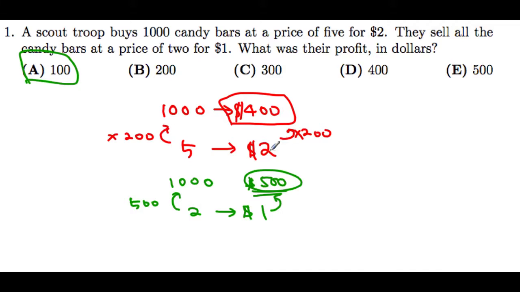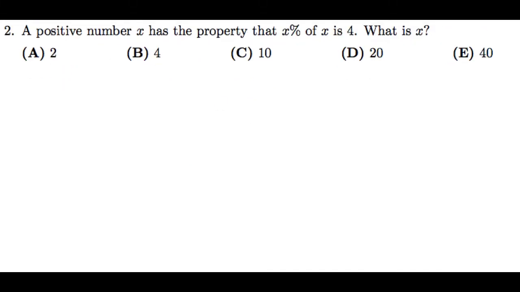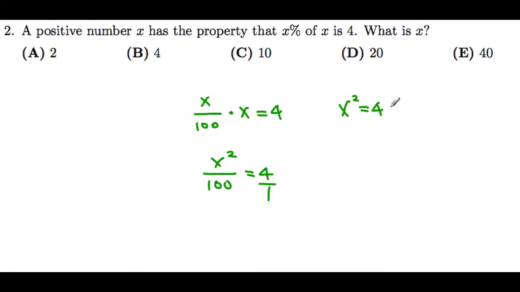All right, let's move on to the next question, number 2. A positive number x has a property that x% of x is 4. So x percent means x divided by 100, of means multiplication, and it is equal to 4. All right, what does that mean? This basically means x squared over 100 equals 4. By cross multiplying, we get x squared must be equal to 400.